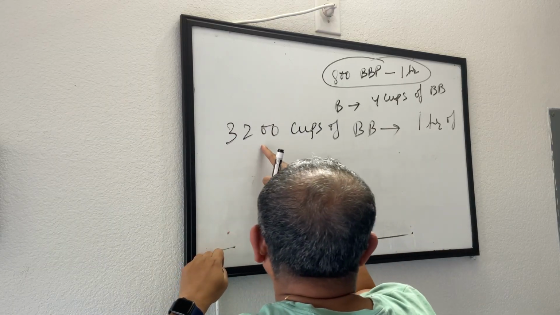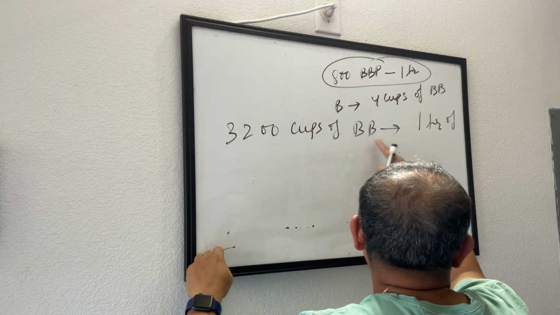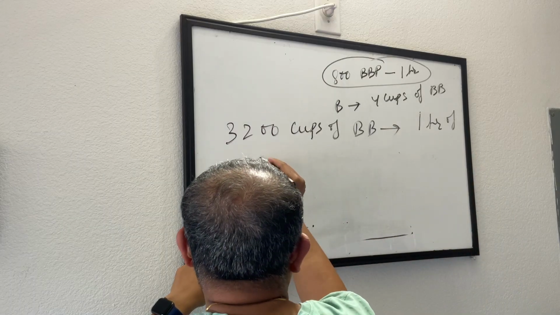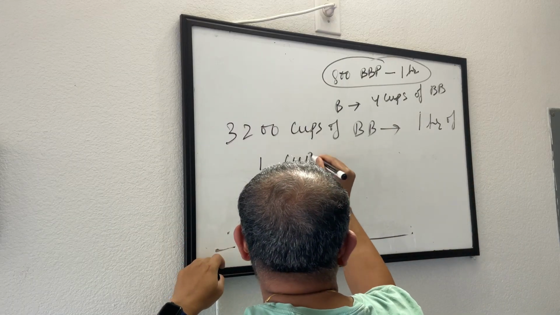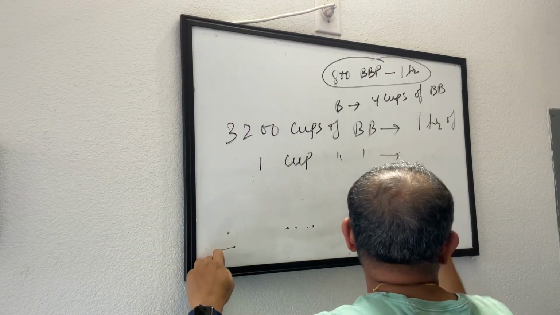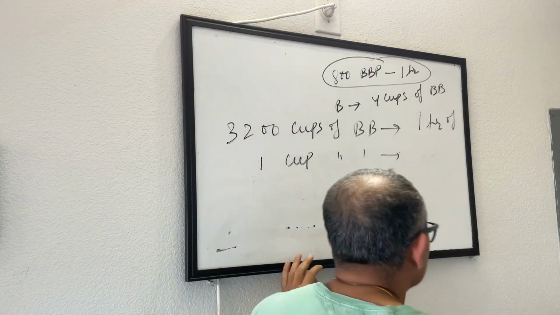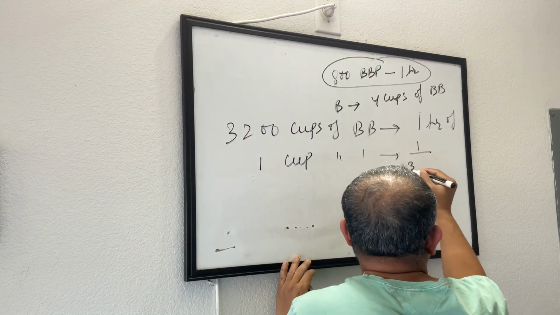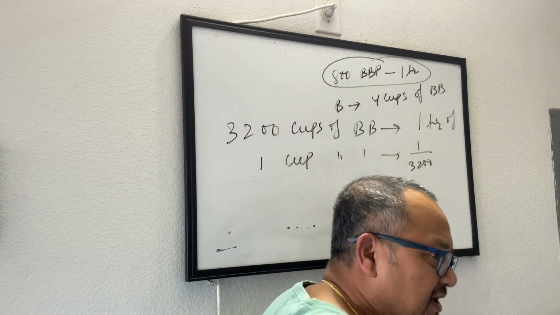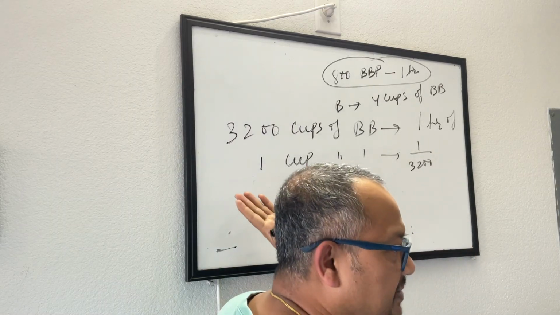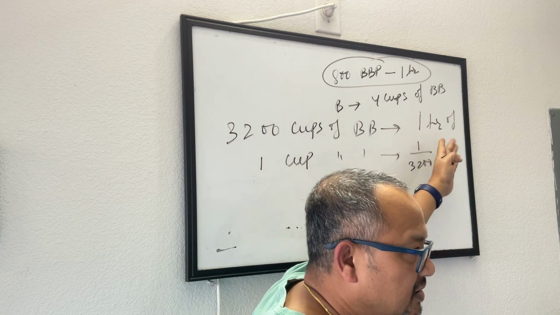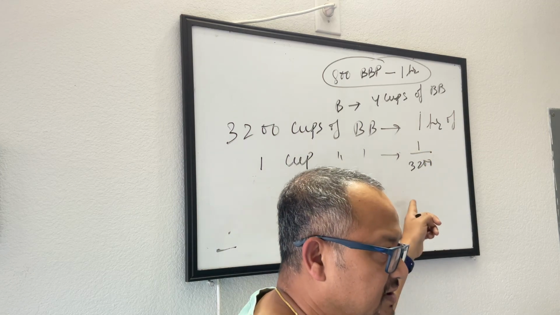Okay, 3200 cups of blueberry is baked in 1 hour. If I have to find out 1 cup of blueberry is baked in how many hours? 1 over 3200, right? It will take much less time, right? 3200 cups is taking 1 hour. So 1 cup will take much less than that.